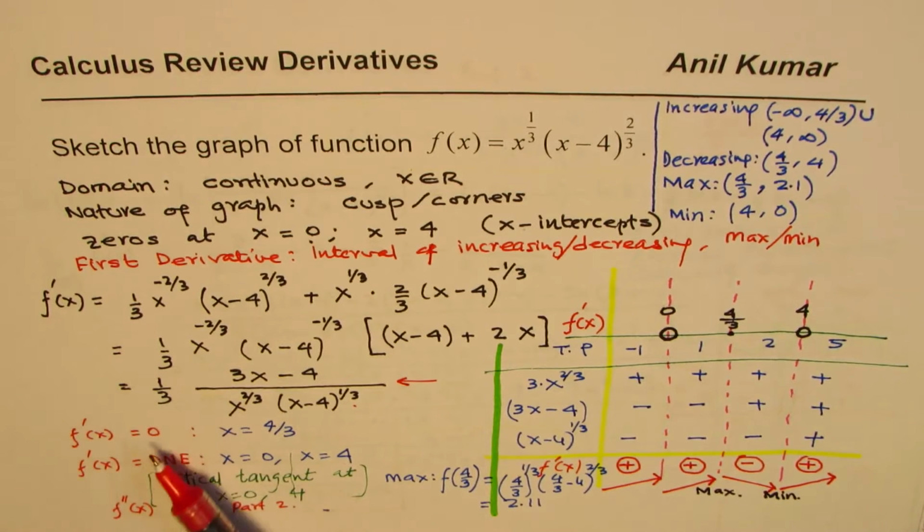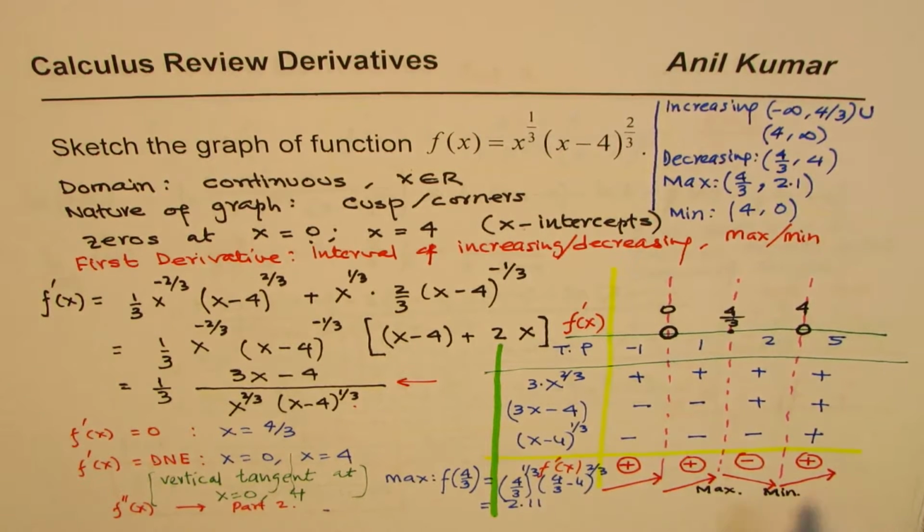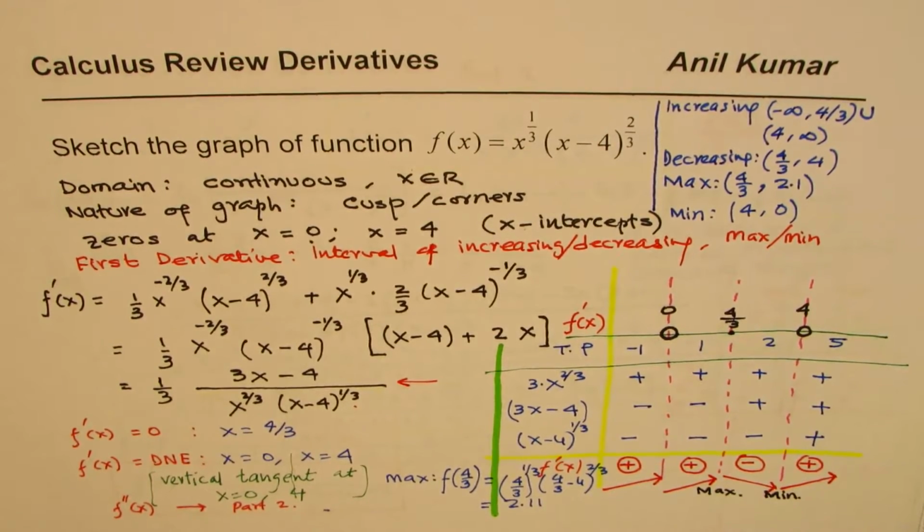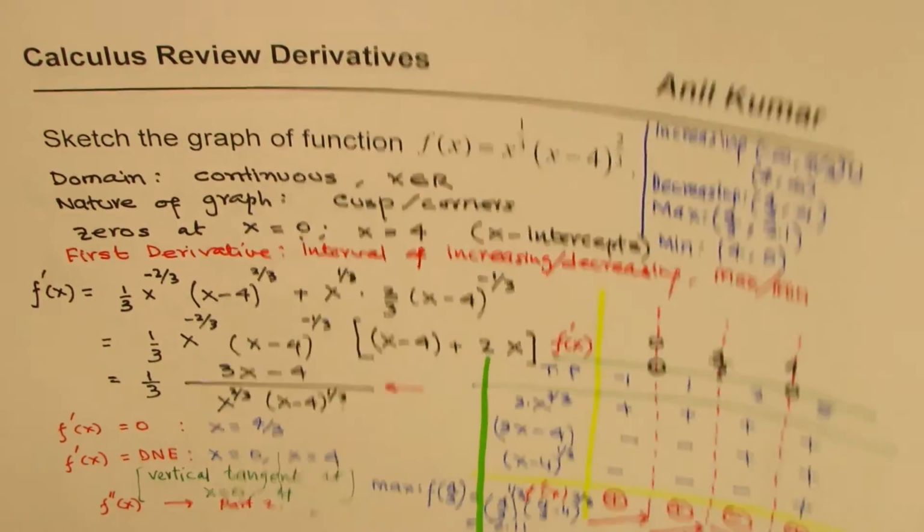So this first derivative was 0 for x equals 4 over 3 and does not exist for x equals 0 and 4. Analyzing, we found that it is increasing in the interval from minus infinity to 4 over 3, decreasing in the interval 4 over 3 to 4, and thereafter increasing. We had a maximum at 4 over 3, a minimum at 4. So this is what we learned in the first part, right?